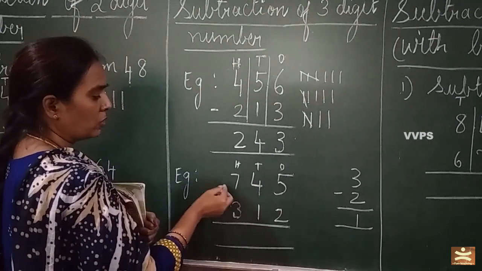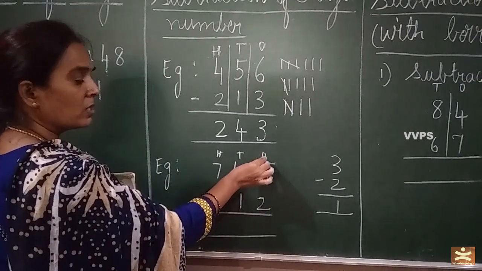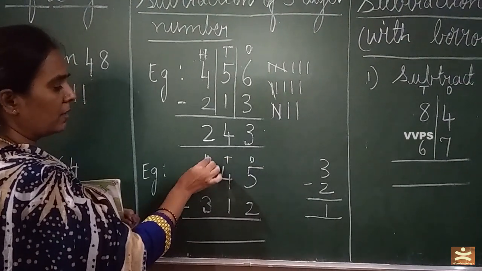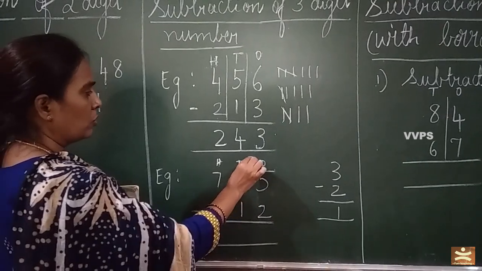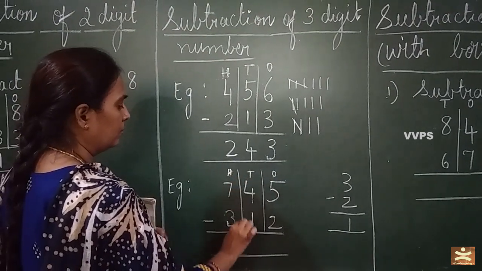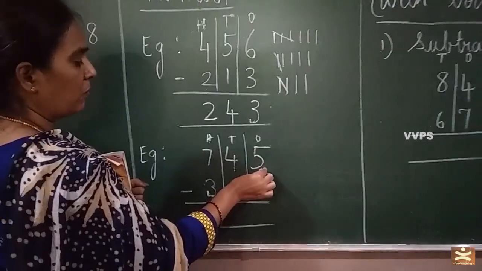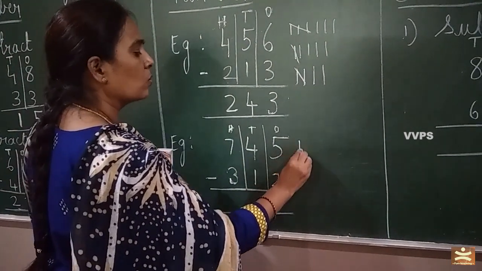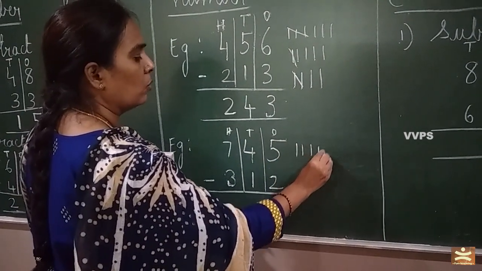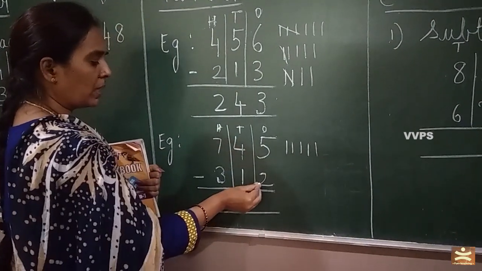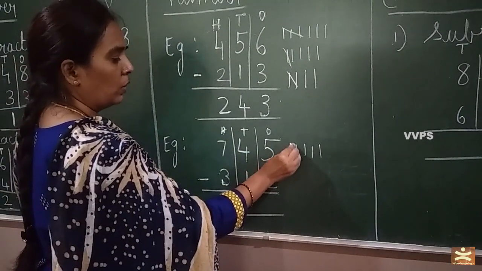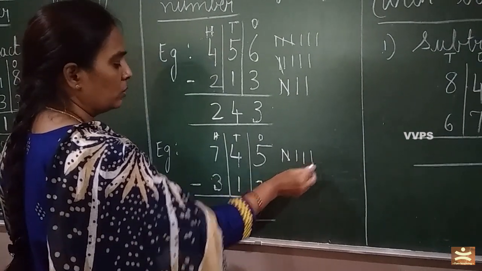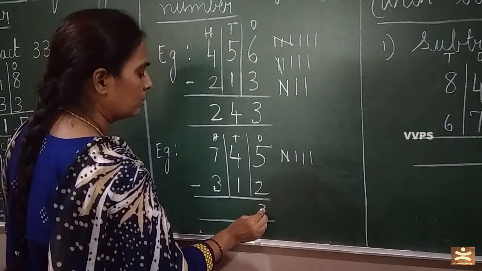Okay, one more example. Sorry, children. First thing you have to mention, children, whether it is in ones, tens and hundreds. This is very important. So draw the line here. In ones place you have your 5. You have to subtract 2 from 5. So draw 5 lines. 1, 2, 3, 4, 5. So from 5 you have to subtract 2. 1, 2. 2 goes, 1, 2, 3. So answer is your 3.